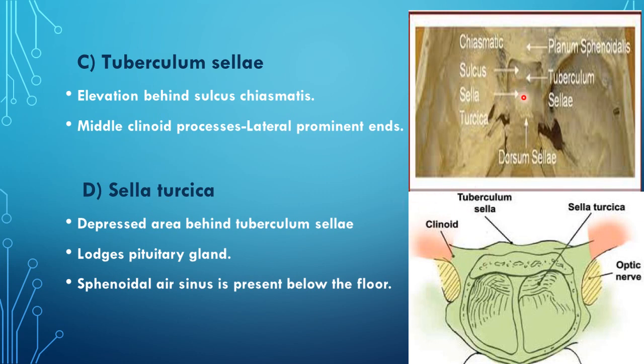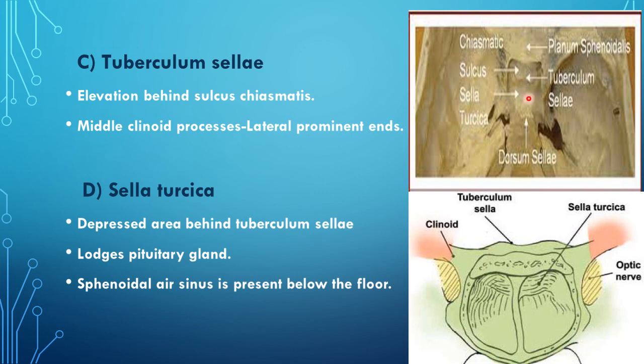Come further behind the tuberculum sellae. This is the tuberculum sellae. Behind the tuberculum sellae is an area called the sella turcica. So here you can see this area is the sella turcica. That is actually a depressed area behind this elevation of the tuberculum sellae. So this depressed area is called so. It is called the sella turcica because it resembles a Turkish saddle.